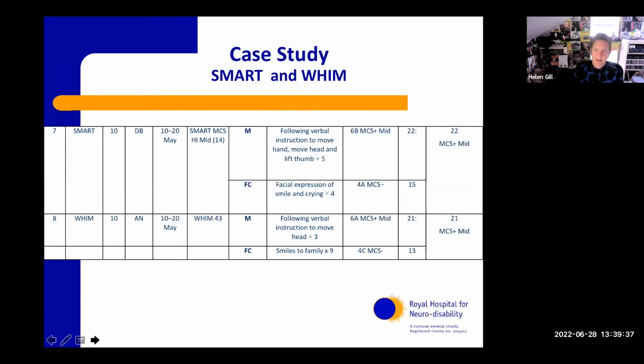Sorry, there's a slight error there, but it's more frequent than this. There's a slight error in that scoring, but don't worry. What this is showing us is that when we're talking about what LOCCATE is going to help us do, it tells us that he's definitely moving better to "move your hand, move your head, lift your thumb" than to the WHIM instruction "move your head". So maybe the team need to think, let's give them these other instructions.